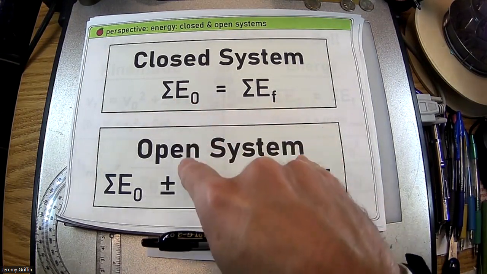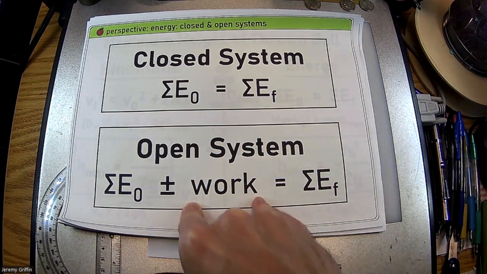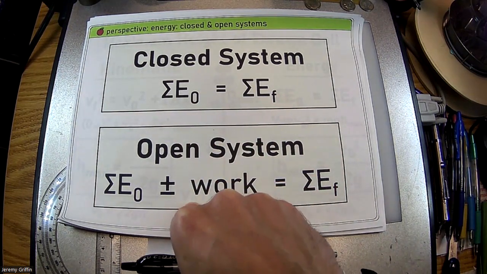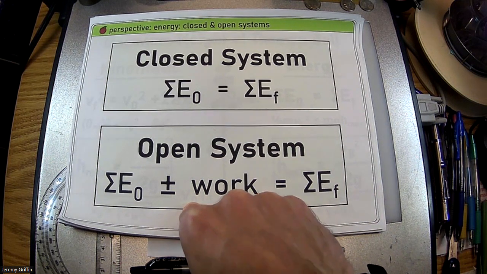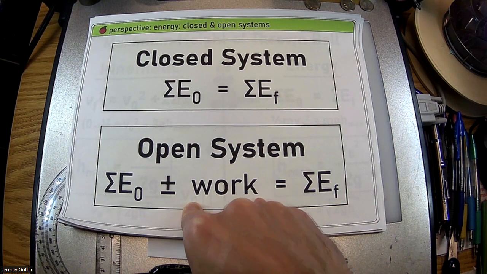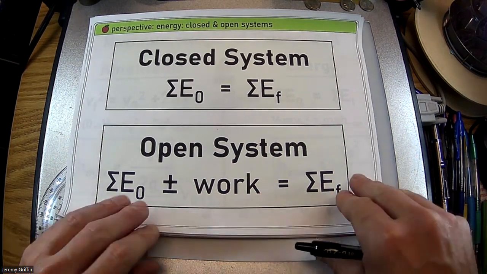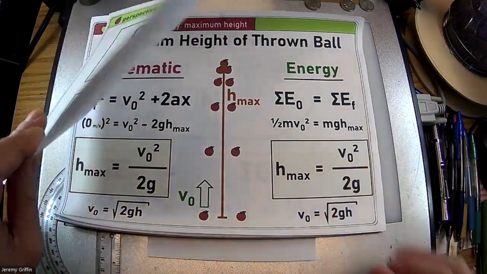Okay? Now, if the system is open, there could be work done on the system or by the system. So you could have some kind of external force, is one way to write it, right? And then therefore there could be energy entering or leaving that system, right? All right.